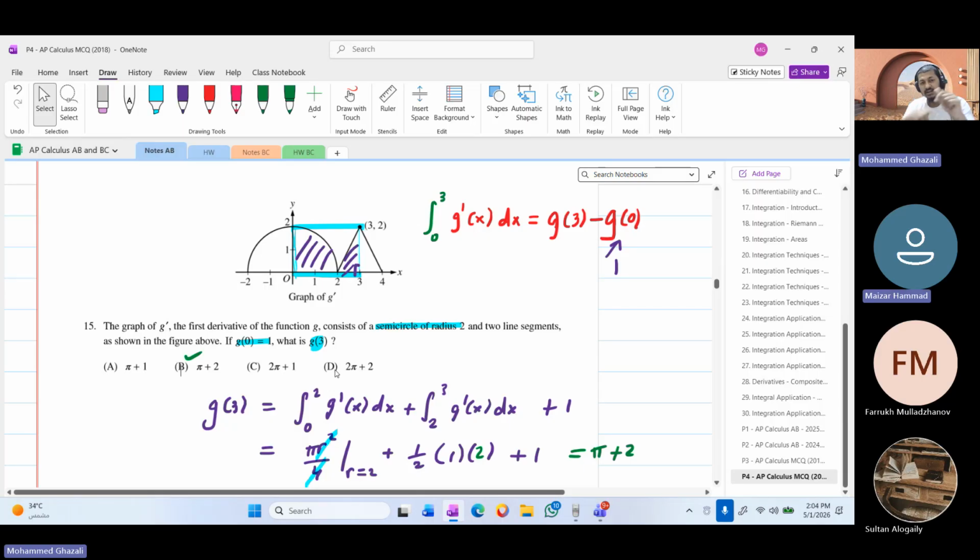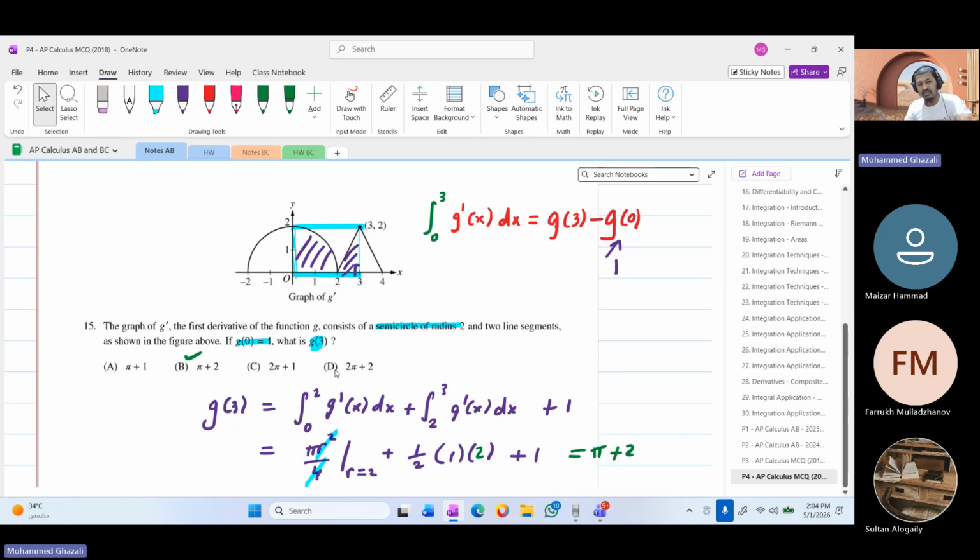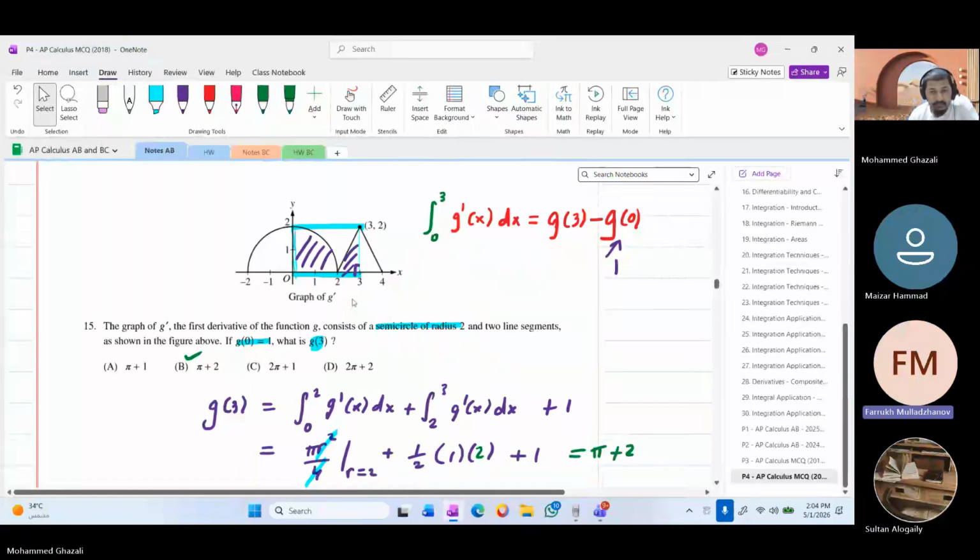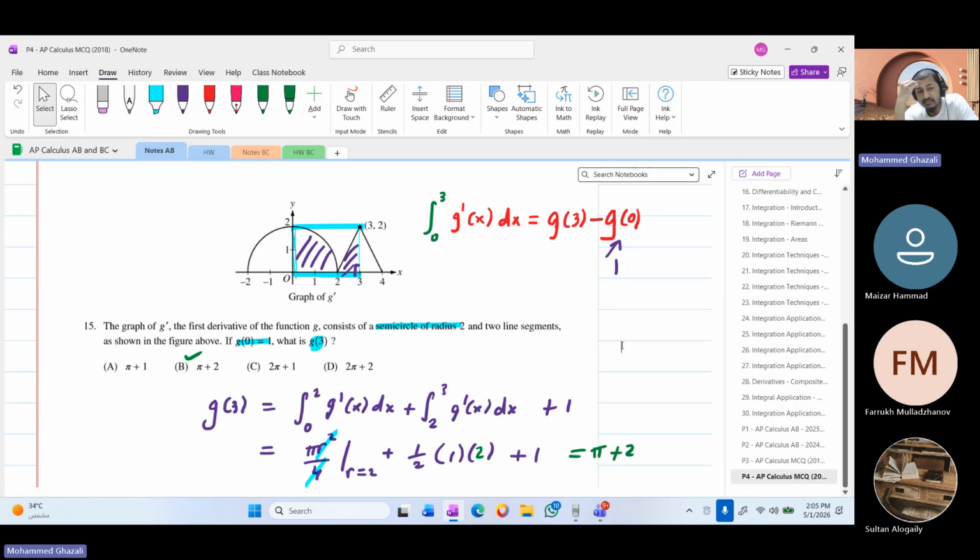Make sure you understand. You can't integrate over the entire boundary because you've got different functions to integrate. Teacher, I have a question. Yes. So 2 to 3 is the half of the triangle's area, isn't it? Half base times height.